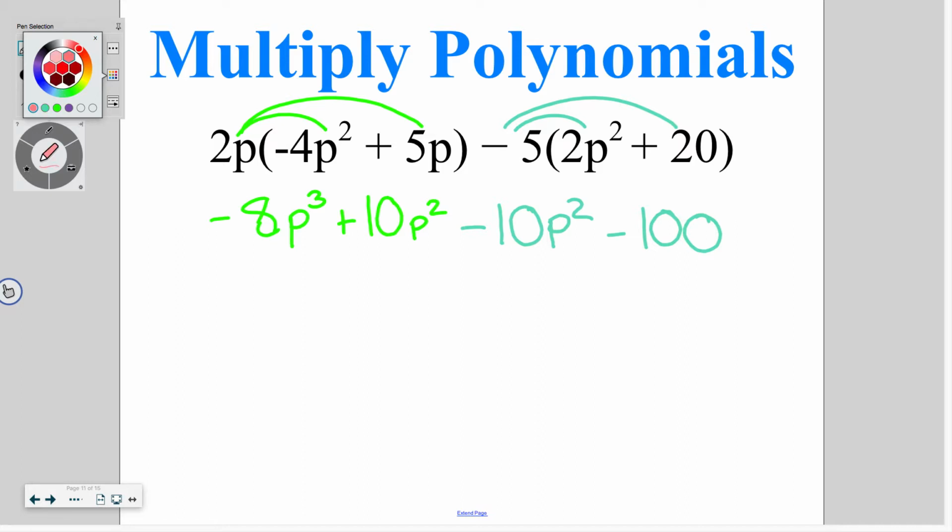If we are looking at this, we've got negative 8p to the third. That can't be combined with anything. Then I've got 10p squared and negative 10p squared. When I add those up, or put those together, I've got 10 plus negative 10, which is going to give me 0. So I have no p squareds left. And then we've just got minus 100. So these two middle pieces canceled each other out.